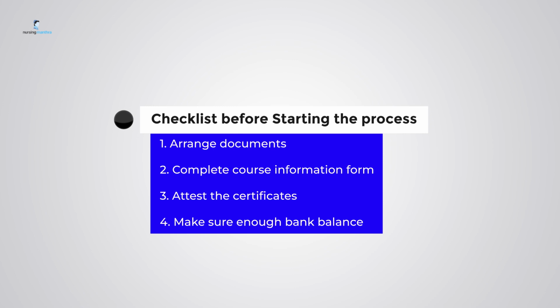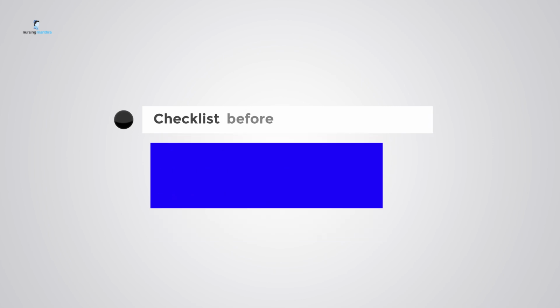After you get the filled course information form from the college, you have to attest the certificates. Notary attestation you have to do. Make sure you have enough balance in your account to pay the application fees. So now we can start the process.